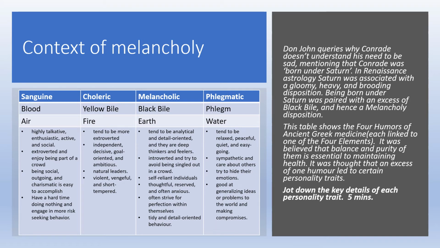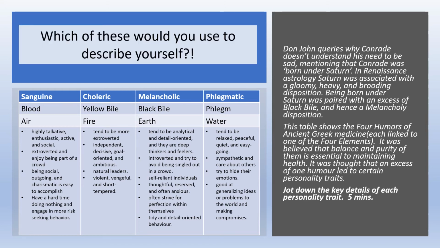So on the right there, Don John queries why Conrad doesn't understand his need to be sad, mentioning that Conrad was born under Saturn. In Renaissance astrology, Saturn was associated with a gloomy, heavy and brooding disposition. Being born under Saturn was paired with an excess of black bile and hence a melancholy disposition. This table shows the 4 humours of ancient Greek medicine, each linked to one of the 4 elements. It was believed that balance and purity of them is essential to maintaining health. It was thought that an excess of one humour led to certain personality traits.